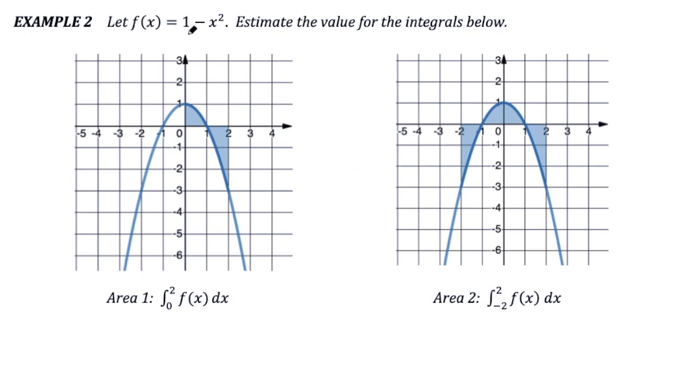f of x is the function 1 minus x squared, and we're asked to estimate the value for the integrals below. Area 1. We want to estimate the integral from 0 to 2 of f of x dx. Now notice that area has been shaded for us. Starting at 0 to 2, we shade from the function to the x-axis. Now from 1 to 2, that means we're shading actually from the function back up to the x-axis. Your shaded area, your integral, is always the area between your curve, your function, and the x-axis.